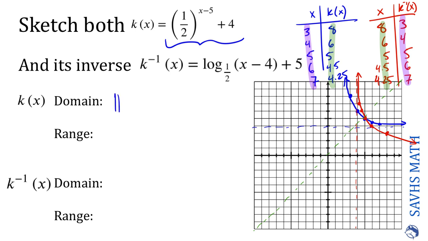Okay, domain is all real numbers. Range is y is greater than 4. Our domain of the inverse is x is greater than 4, and our range is all real numbers. And so hopefully seeing the graphs and identifying this relationship makes sense now, because we can see that there's a visual relationship between those two functions.